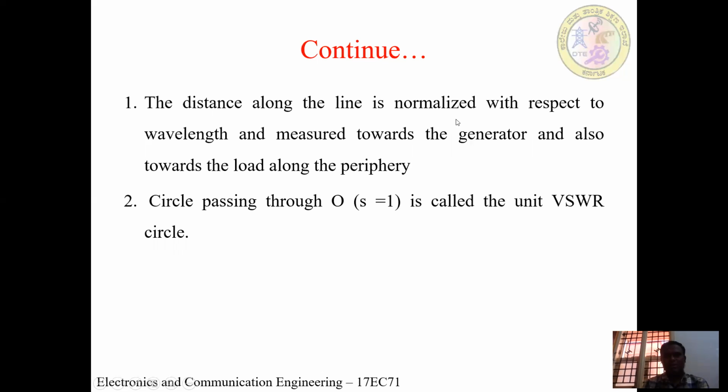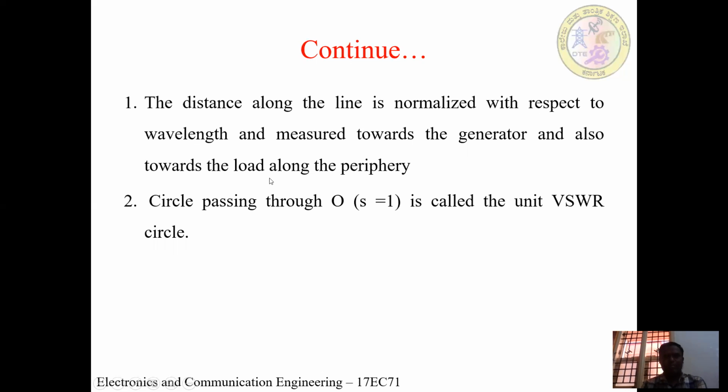The distance along the line is normalized with respect to wavelength and measured towards the generator and also towards the load along the periphery.